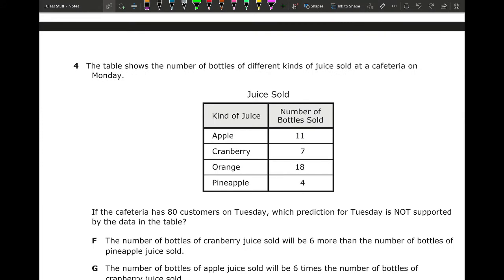Now let's look at number 4. It says the table shows the number of bottles of different kinds of juice sold at the cafeteria on Monday.